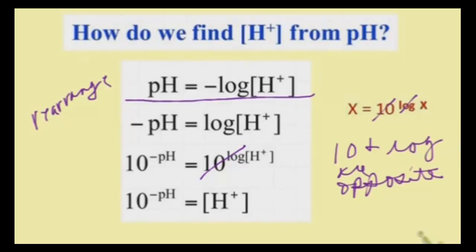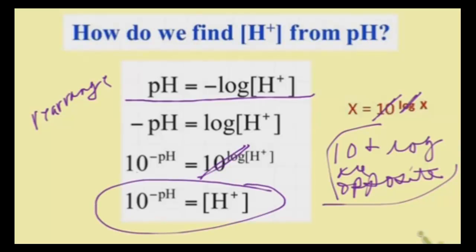Okay, so how do we find the H plus from the pH? Well, if we say pH is the negative of the log of the H plus, we can rearrange and multiply both sides by the negative. If you understand logs, the 10 and the log do opposite things. So I can say x is the same thing as 10 to the log of x, which allows me to cancel the 10 and the log. So I can cancel that here. So the 10 to the minus pH is the H plus. The important thing you need to know is H plus then is 10 to the minus pH.